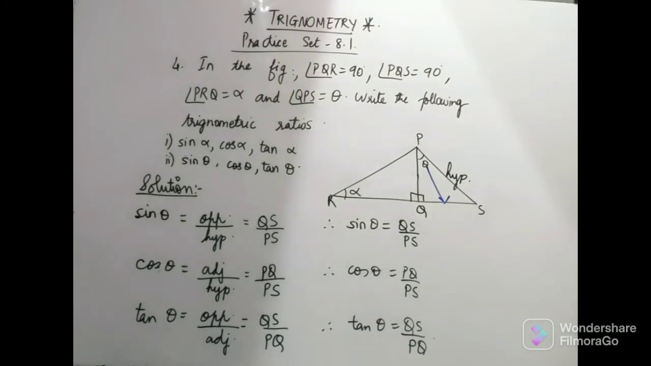So for the second part, we are going to consider the next triangle PQS. Okay, जिसमें PQS is 90 and we are going to consider the theta angle. So sin theta is opposite upon hypotenuse. Opposite side is QS and hypotenuse is PS. So sin theta will be QS upon PS. Cos theta is adjacent upon hypotenuse, that is PQ upon PS. So cos theta is PQ upon PS. And tan theta is opposite upon adjacent, that is QS upon PQ. Therefore tan theta is QS upon PQ.